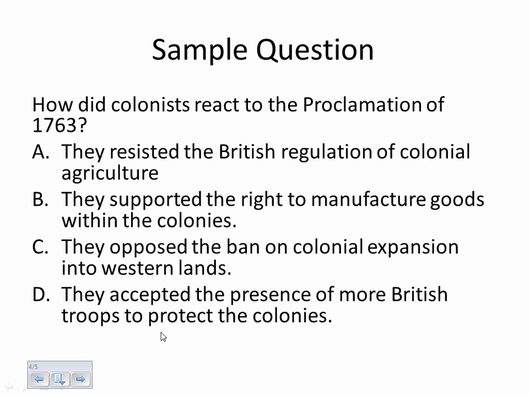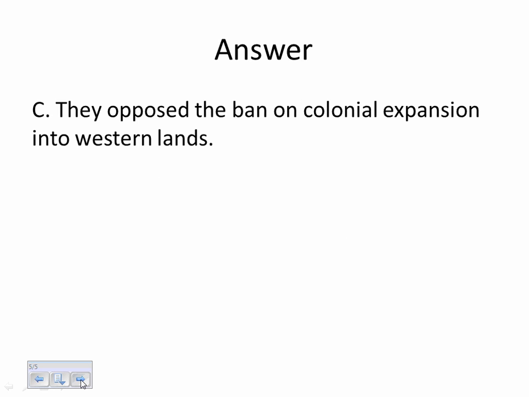A sample question. How did the colonists react to the Proclamation of 1763? A. They resisted the British regulation of colonial agriculture. B. They supported the right to manufacture goods within the colonies. C. They opposed the ban on colonial expansion into western lands. And D. They accepted the presence of more British troops to protect the colonies. The answer is C. They opposed the ban on colonial expansion into western lands.